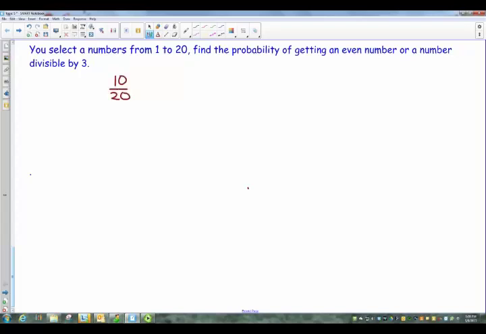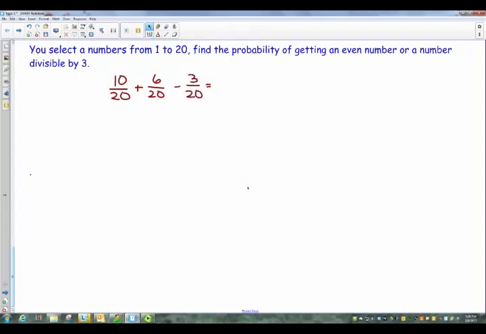Then the second part of this is how many of them are divisible by 3? Well, we still have 20 numbers, and the ones that are divisible by 3 are 3, 6, 9, 12, 15, 18. So 6 of those numbers are divisible by 3. Now, are there any of those that are divisible by 3 that are even? Those are our overlaps. Well, you've got 6, you've got 12, you've got 18. So there's 3 of those 20 that happened in each of those sets.